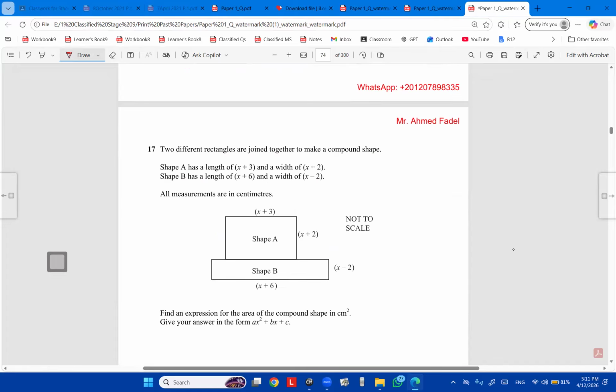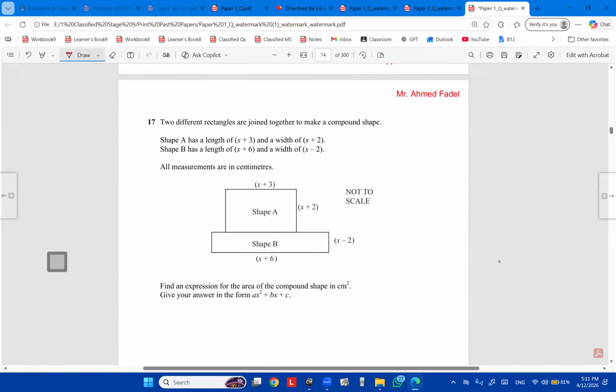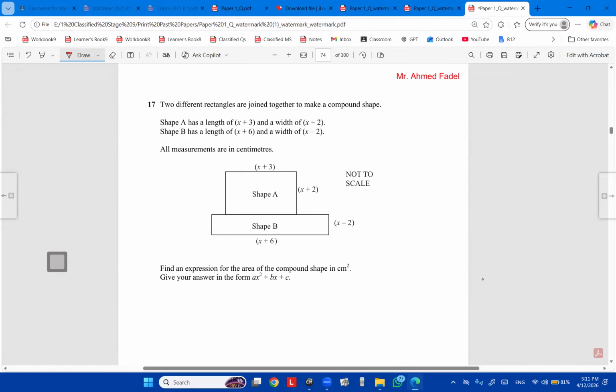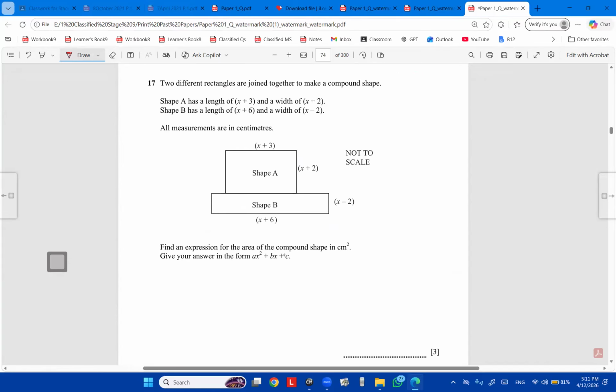Two different rectangles are joined together to make a compound shape. Shape A has the length and the width that are shown. Shape B has the length and the width that are shown. They want you to find an expression for the area of the whole compound shape in centimeters squared. Give your answer in the form a number x squared plus a number x plus a number. All right, so let's do this.